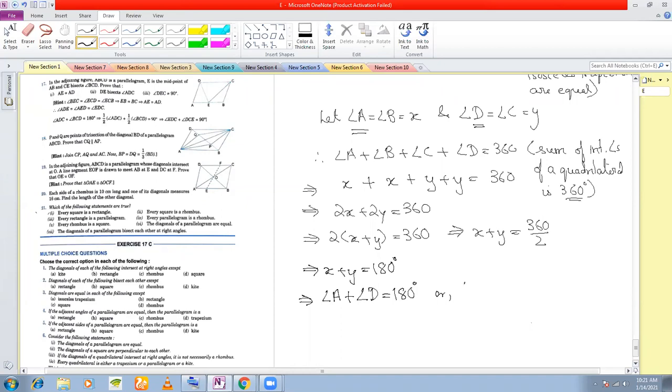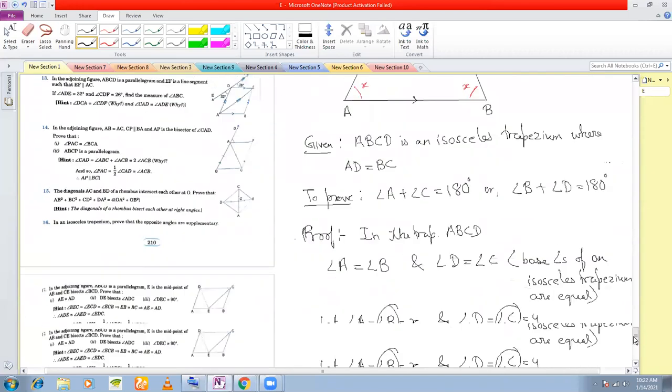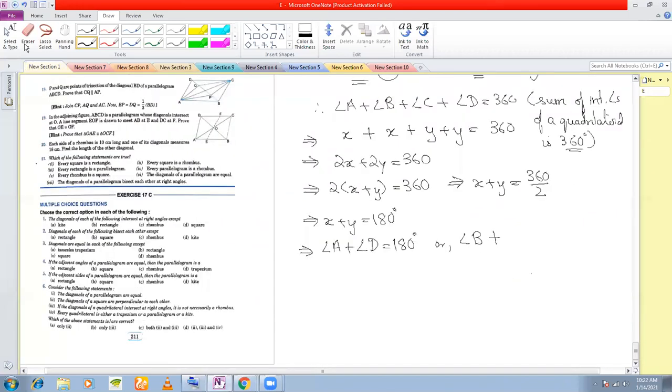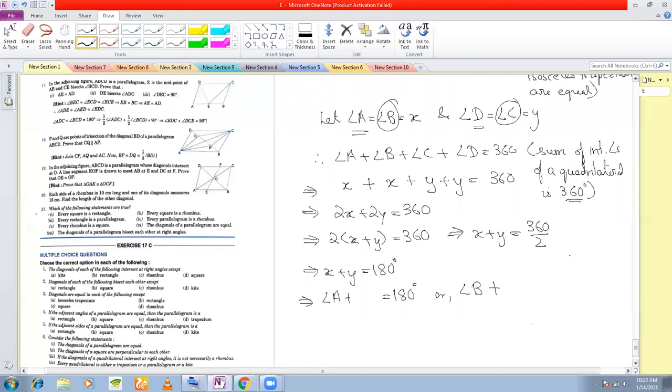Or what can you write? Angle B, because x is also angle B, plus, and what is y? Angle C. Angle A plus angle C. Let's write this as angle C because y is angle C. Okay, angle A plus angle C, and this is angle B plus, and y is also D here. Angle B plus angle D is equal to 180 degrees. So what does it show?